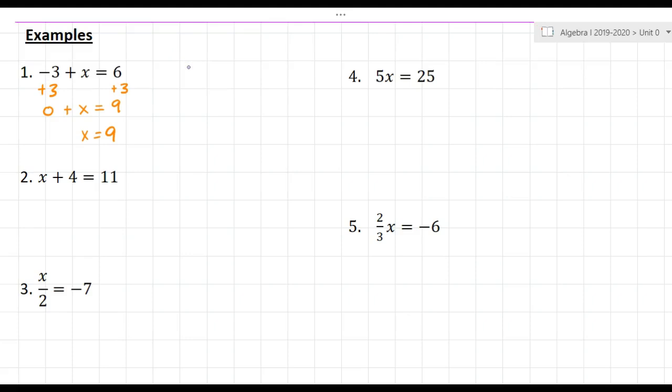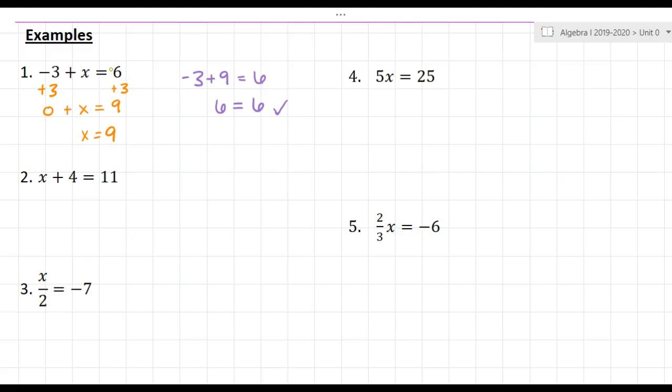Let's check our work. If x equals 9, then when I sub it back into the original equation for x, I should get both sides of the equation to equal the same number. -3 plus 9 is equal to 6. The other side is equal to 6. Our equation is balanced.